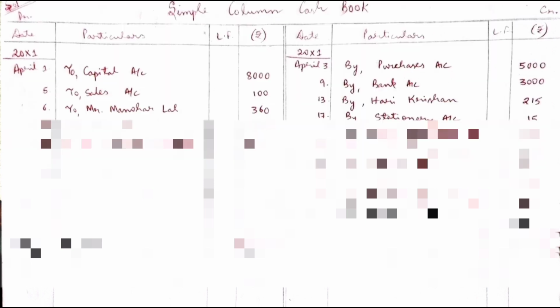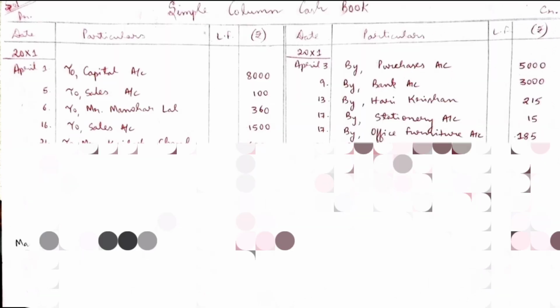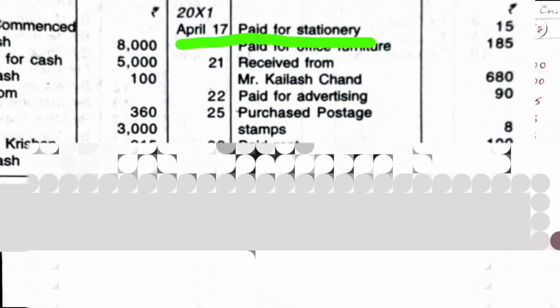Whenever sales happen, cash is coming in. So we are going to write the date on the debit side, which is April 16, to sales account. And the amount is 1500. We are going to write it in the amount column, 1500. Clear? Now on April 17, the next day, what happens? Paid for stationery. How much? 15 rupees. Money is going out.